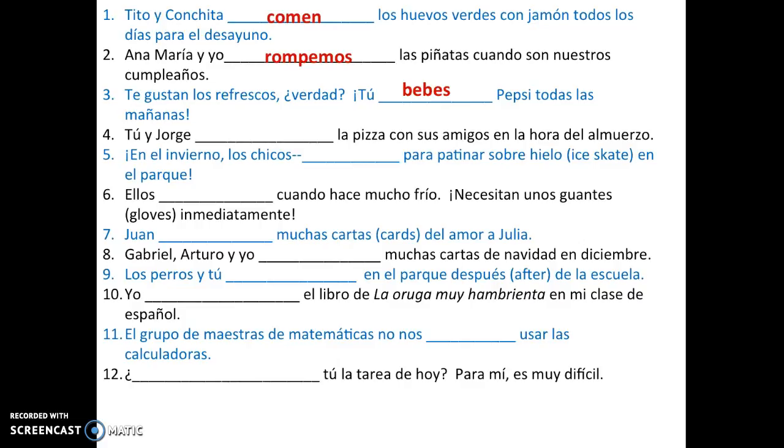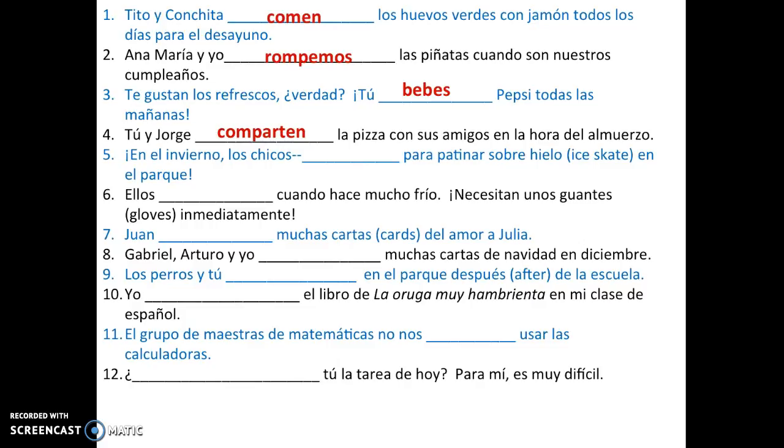Tú y Jorge, you and Jorge, the two of you, probably ustedes, are doing something la pizza con sus amigos. Whenever I see con sus amigos, it usually means that someone is sharing something with other people. And so I'm going to guess that this verb is compartir. And since it's y'all, you and Jorge, I'm going to say comparten.